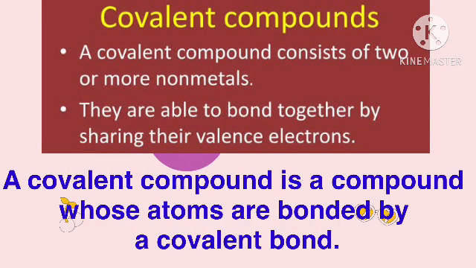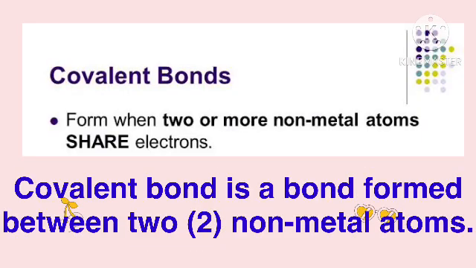The covalent compound is a compound whose atoms are bonded together by a covalent bond. And a covalent bond is a chemical bond between two non-metal atoms.